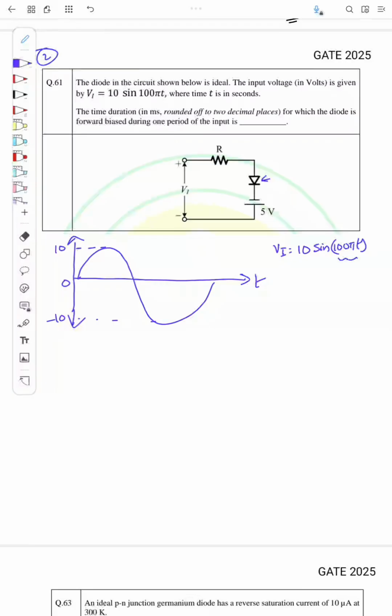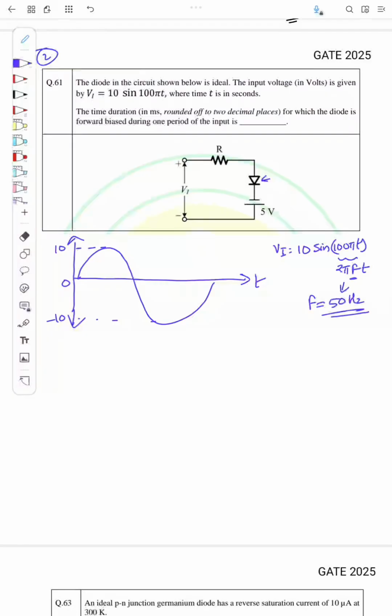Okay, so this is like 2 pi f t. So here from the equation, what is f? f is equal to 2 into 50 is 100, right? So f is equal to 50 hertz, right? So what is the time period?